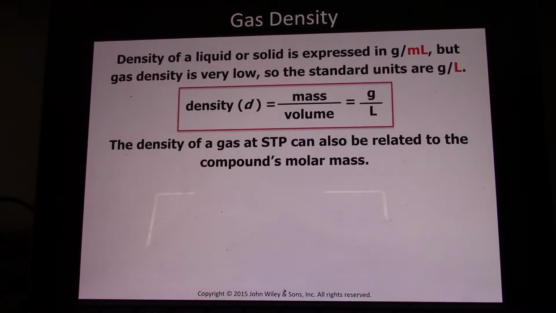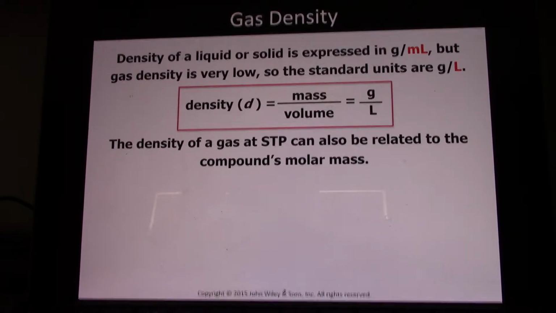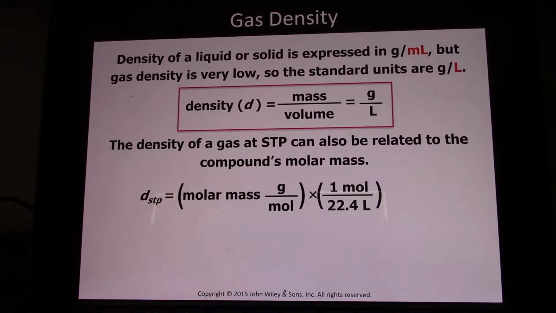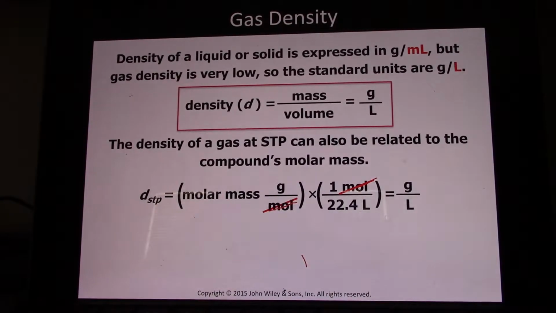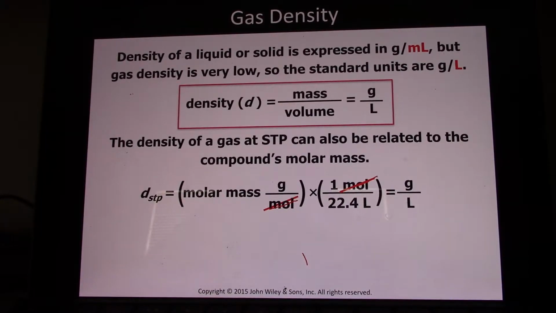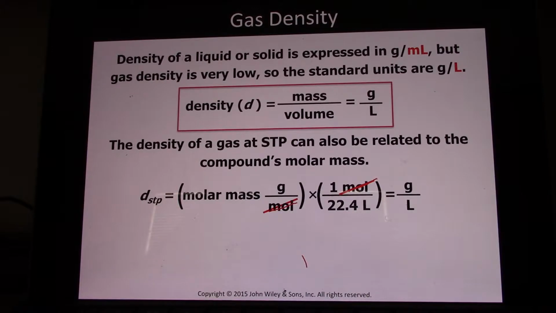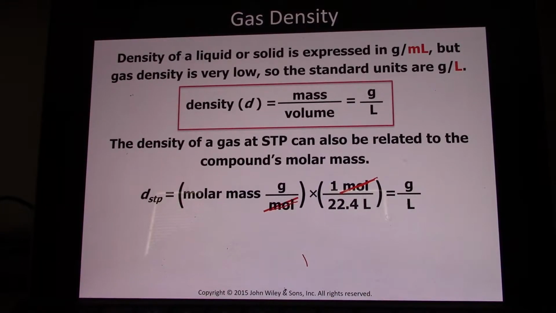The density of gases at STP is also related to the molar mass. We saw that the density at STP will equal the molar mass of a gas divided by the molar volume, because moles divided by moles cancels out, giving you grams per liter. And so if you're at STP, we can take the molar mass divided by the molar volume to get the density.